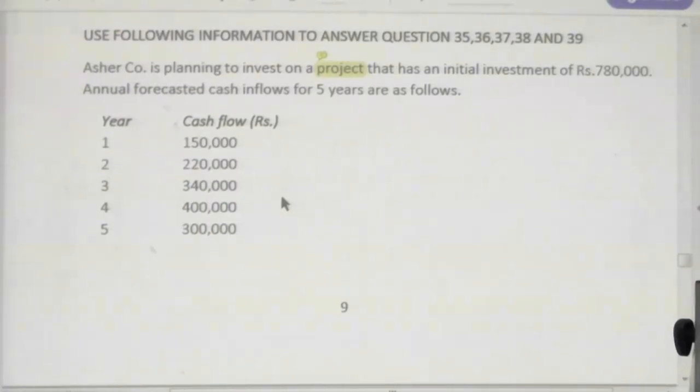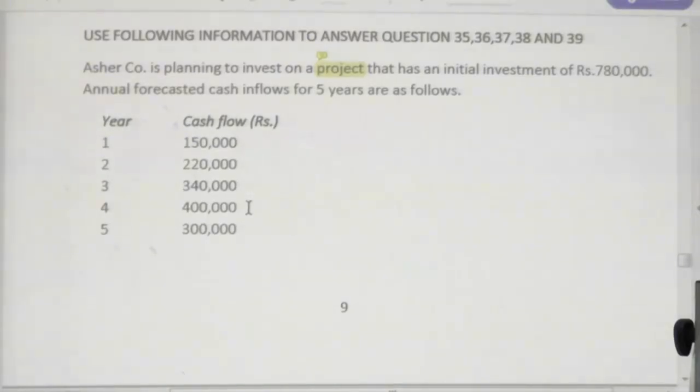What is discounted payback period? These are future cash flows. You need to take the present value of these cash flows. Thereafter you will evaluate what is the time period required to recover 780,000. Then accounting rate of return. This is cash flow. You need to calculate the accounting profit.